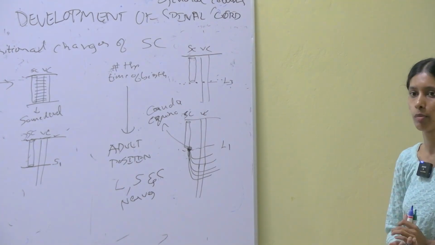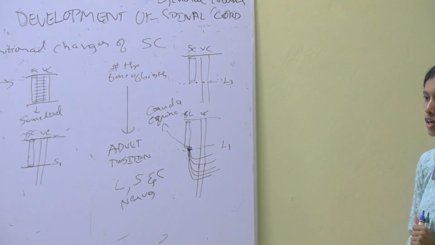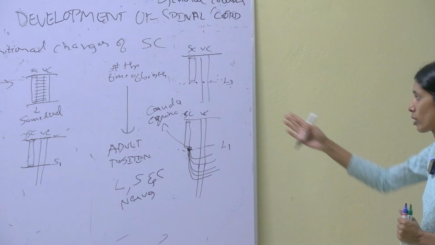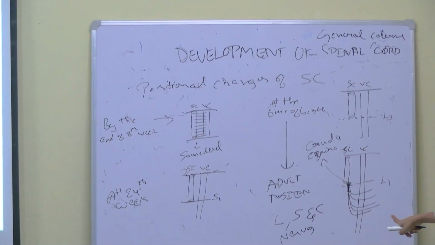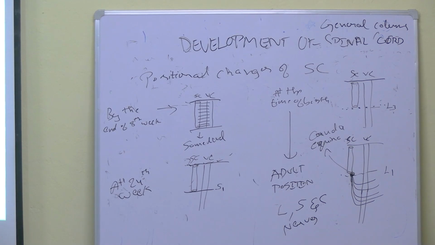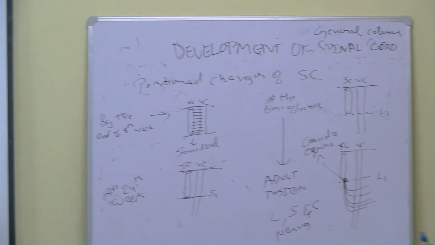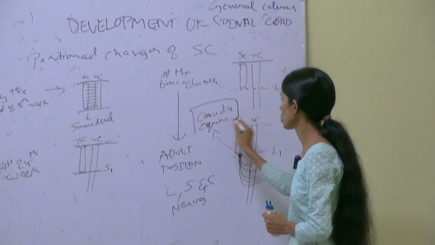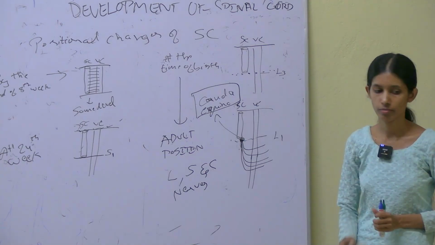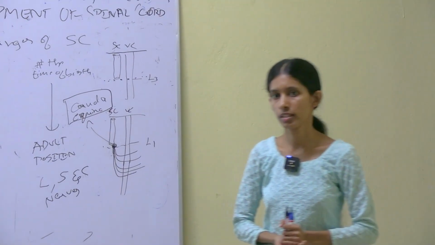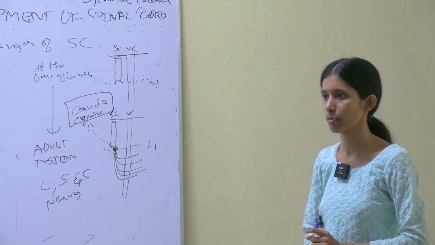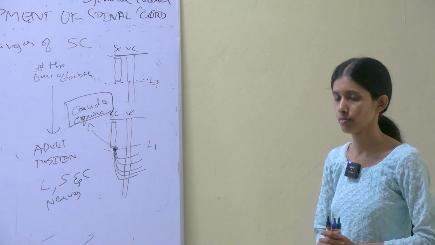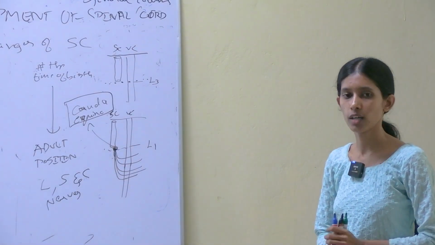So this is all about the positional changes of your spinal cord. You should know the 8th week, 24th week, the time of birth, then the adult position or final position. Along with that, you have to know one important point, that is Cauda equina. Okay. This finishes your development of spinal cord. So any doubts in development of spinal cord? Any doubts?